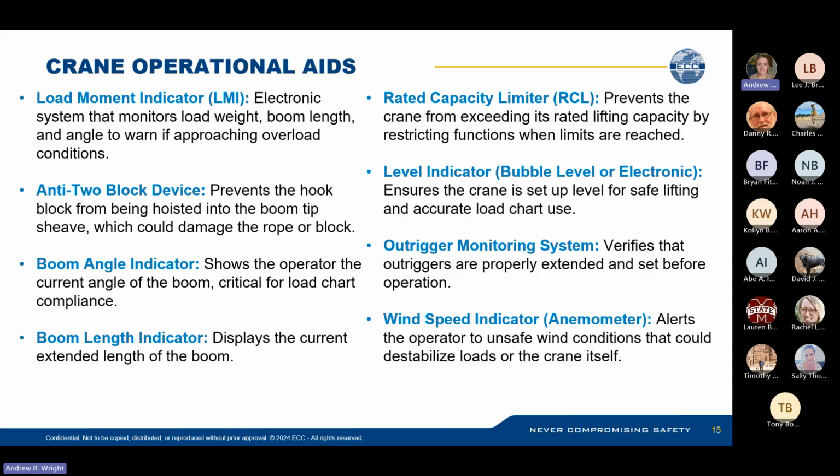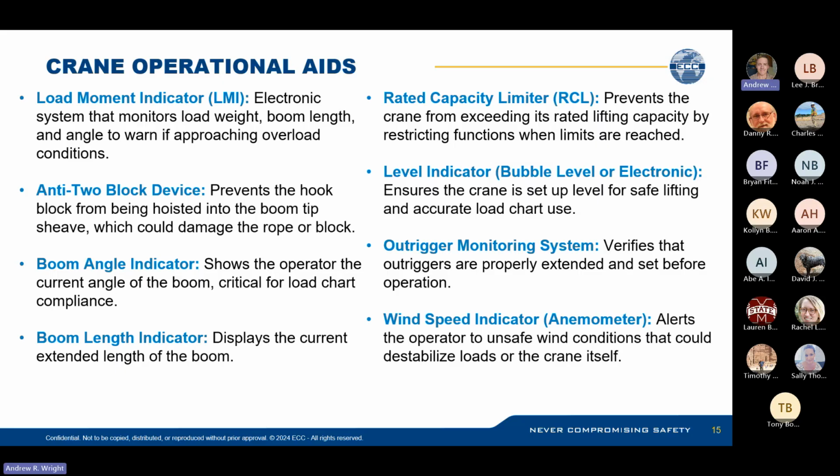All right, crane operational aids. These are basically the safety functions that are present on some cranes. There's two different categories, Category 1 and Category 2 operational aids, and they have separate requirements for their operation and functionality. Depends on the crane and the application, but the load moment indicator, or LMI, is the electronic system that monitors load weight, boom length, and angle to warn if approaching an overload condition.